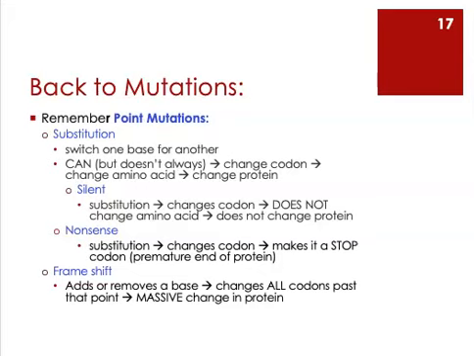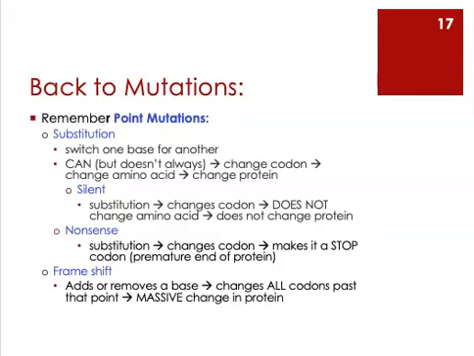Sometimes when a base is substituted for another, you wouldn't even know it, because the substitution in the base doesn't change the codon enough. And you end up with the same amino acid placed in that location, so the protein is the same. Those are the silent kind of substitution mutations.